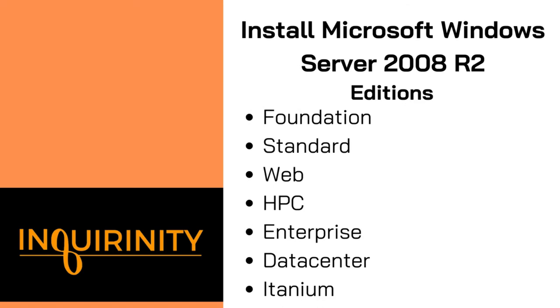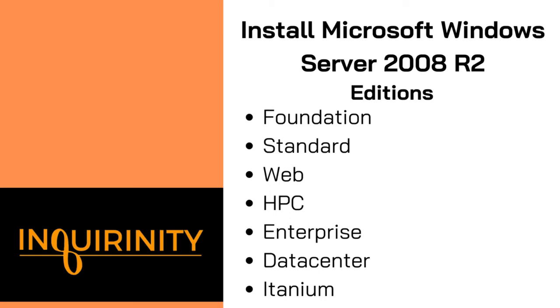For the Windows Server 2008 R2 editions, we have Foundation, the Standard Edition, the Web Edition, the High Performance Computing or HPC, Enterprise, Data Center, and Itanium. For the Foundation Edition, it has a maximum RAM of 8 gigabytes and a maximum of 1 physical CPU. For the Standard and Web, it has 32 gigabytes maximum RAM and 4 maximum physical CPUs.